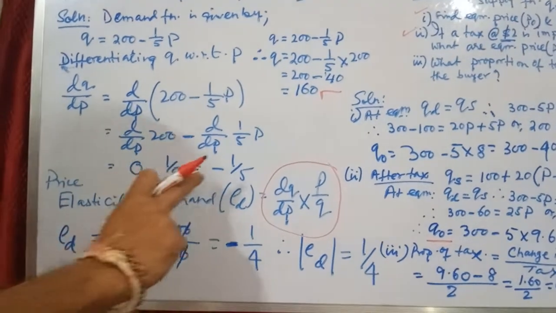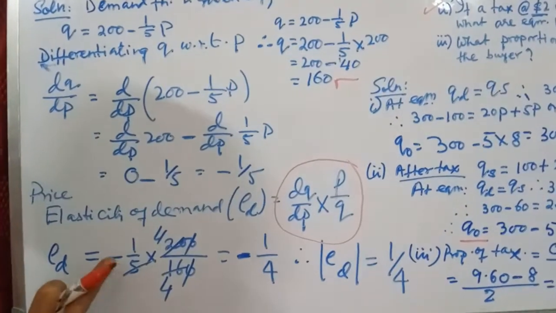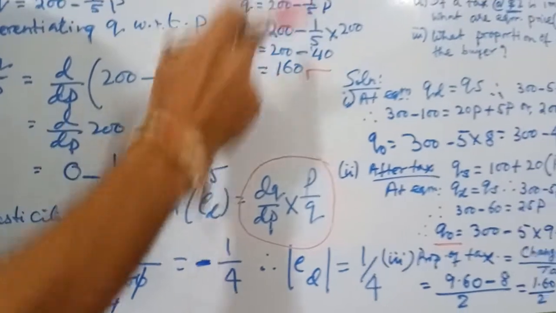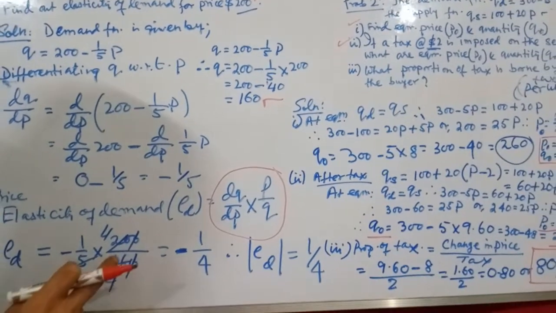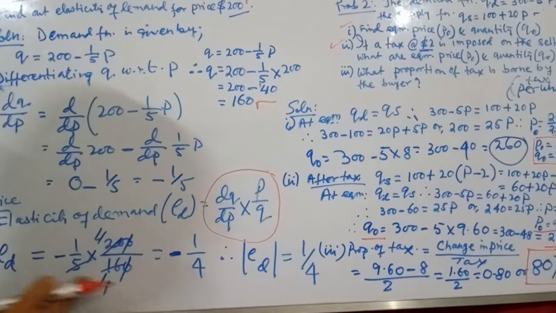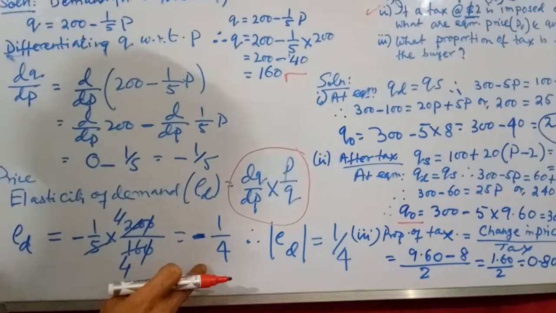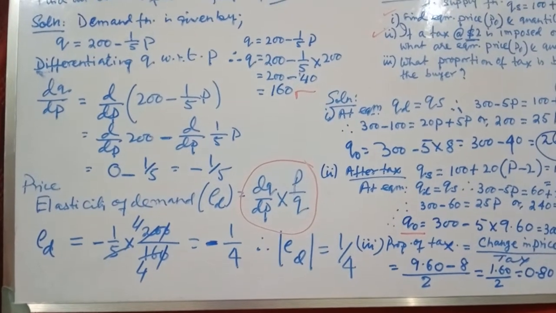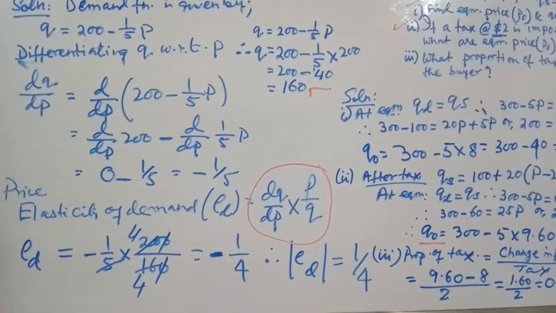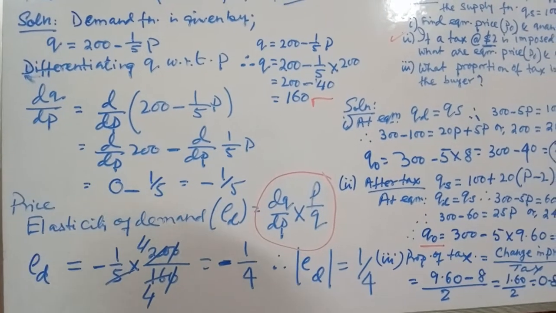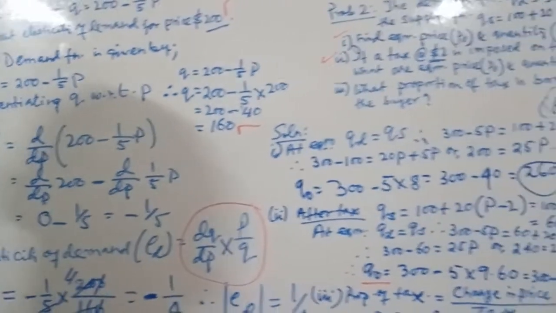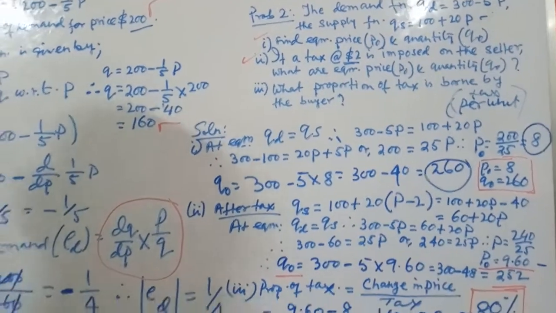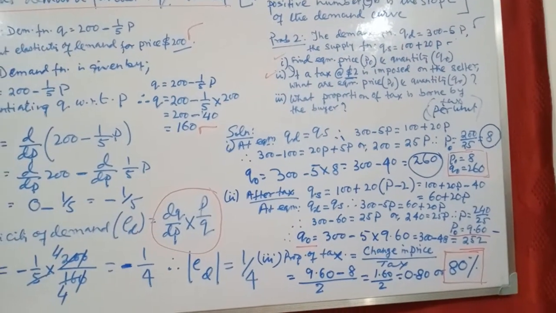Now dQ/dP is minus 1 by 5. We have calculated minus 1 by 5 into P by Q. P is 200, Q is 160. So we have put the values 200 and 160. So ED is minus 1 by 4, that is 1 by 4, because we ignore the negative sign while solving numerical problems. So the price elasticity of demand of the product at price 200 is 1 upon 4. Correct?